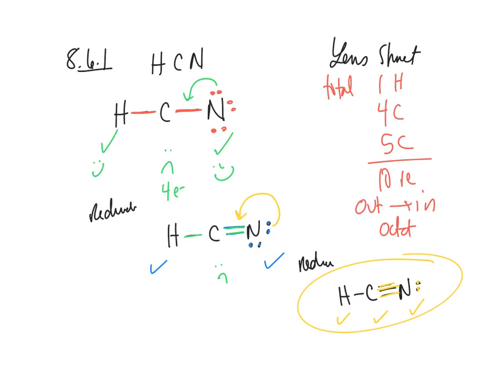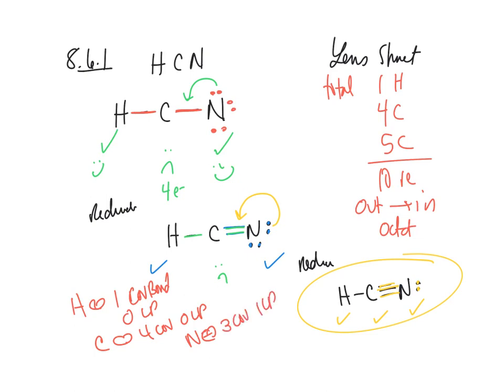Now I know my common bonding pattern. So I know hydrogen loves 1 covalent bond and 0 lone pairs, so it's fine. Carbon loves 4 covalent bonds and 0 lone pairs. I can see it's fine. Nitrogen loves 3 covalent bonds and 1 lone pair. I can see it has exactly that.